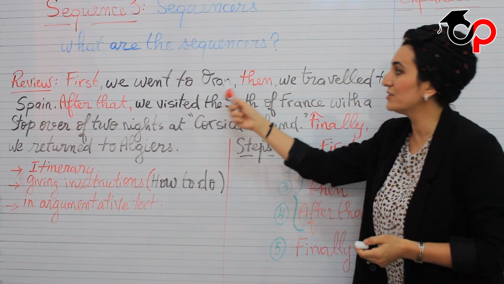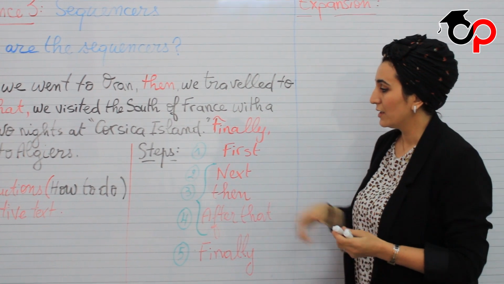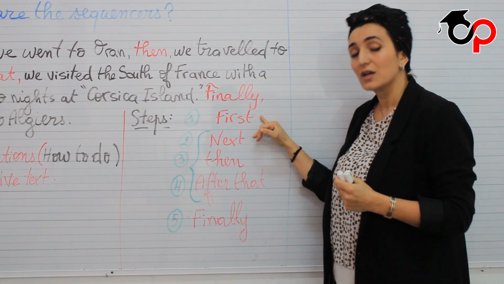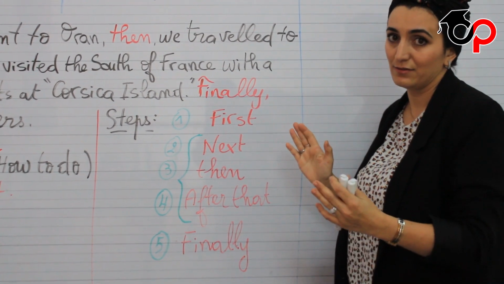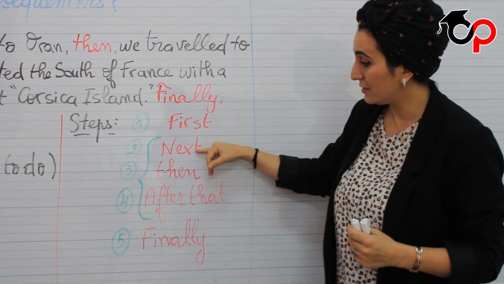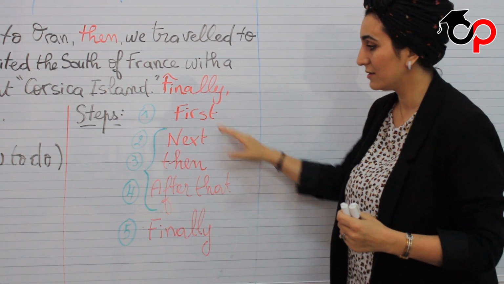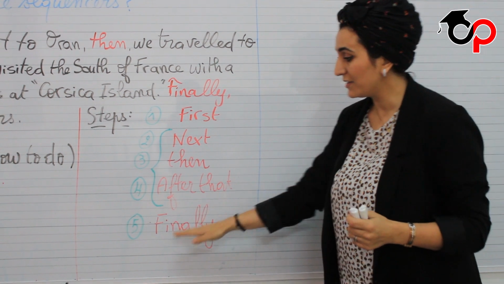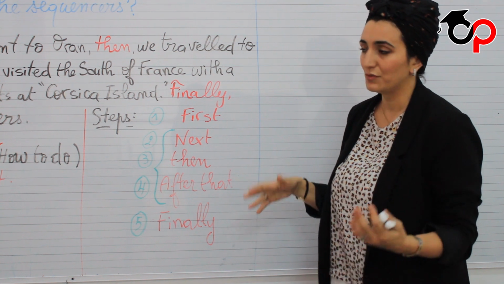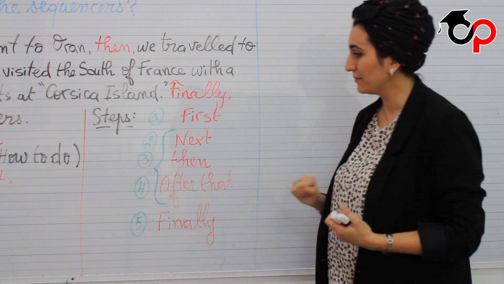So, the sequencers are like steps. Basically, they are 5, but you can add more. The first one is first, as you see here. First comes always in the beginning. You have to start with first. Then you have next, then, after that. These 3 are in the middle. And finally, always comes at the end, when you want to finish your process or your steps. Use the word finally, okay?